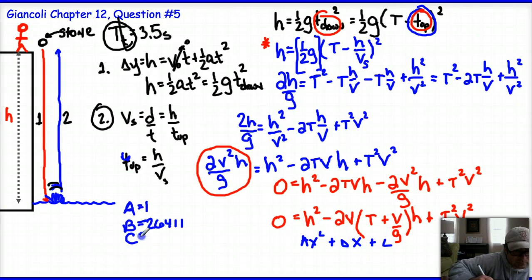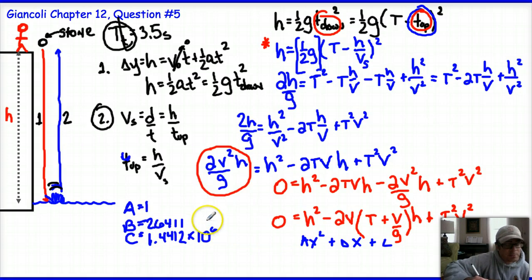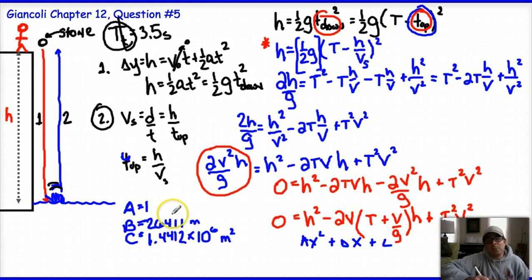And my c value is going to be obtained by squaring t, which is 3.5 seconds, the total time, times the speed of sound, 343. And I need to remember to square that. And so my c value becomes quite large, 1.4412 times 10 to the 6th. So I have a pretty significant number here. Those units, by the way, are going to be meters squared, and my b units are also just going to be meters. Okay, and I'm going to plug that into a quad solve and get 2 roots.